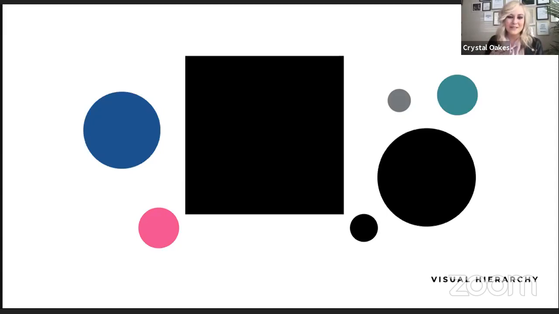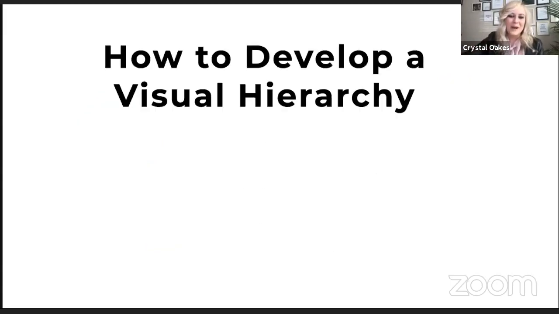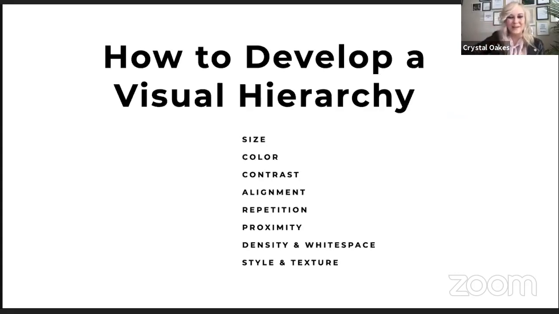So as business owners, it's really important for us to make those decisions ahead of time before we get it all jumbled up on a flyer or on a social media graphic. So how do we do this, right? How do we actually develop a visual hierarchy? We use size and color, contrast, alignment, repetition, proximity, density and white space, and style and texture.